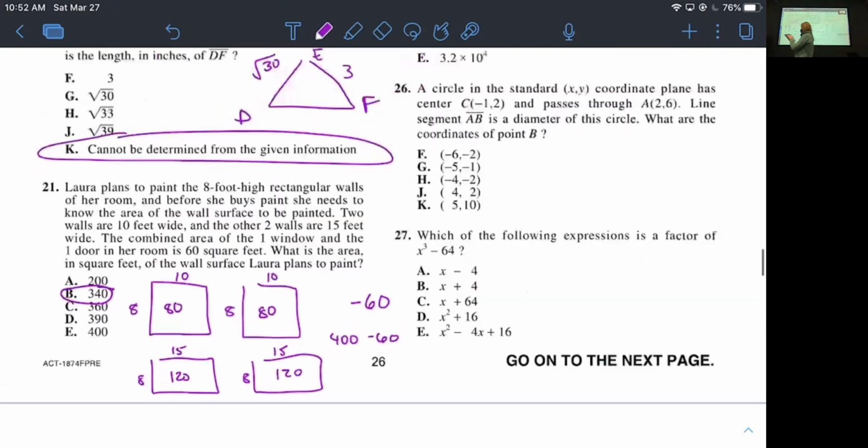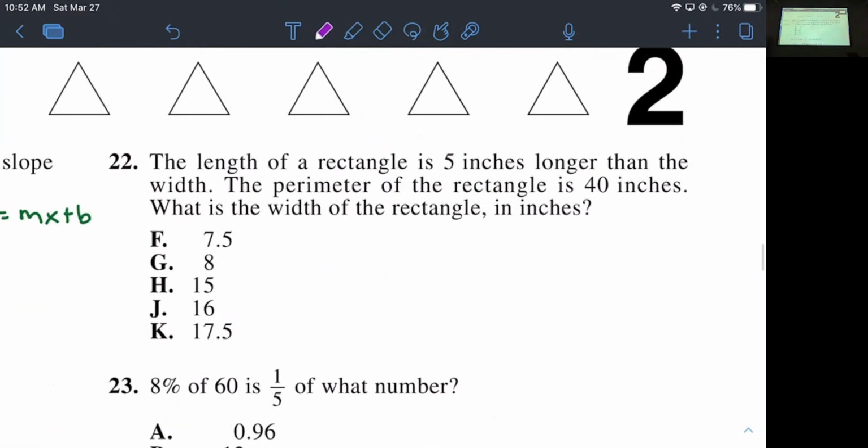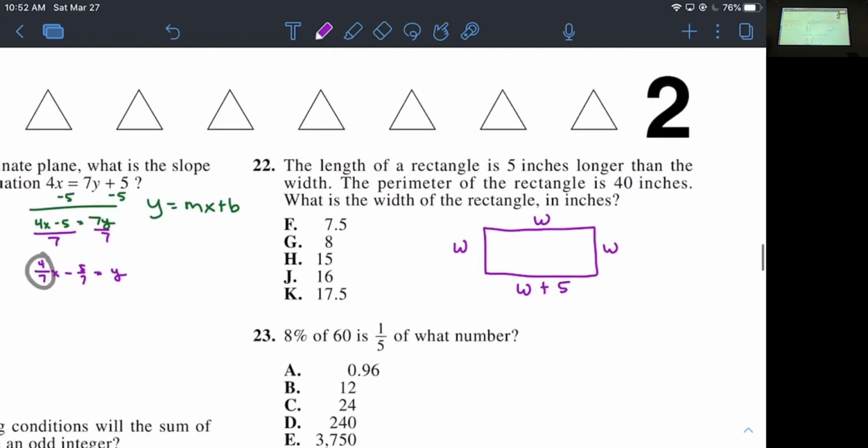Okay. Next one. The length of a rectangle, we're going to draw a rectangle, is 5 inches longer than the width. I don't know the width, but I know the length is 5 inches longer than it. So it'll be W plus 5. The perimeter is 40. How do you find perimeter? Yeah, you add all the sides. So 2 of the width, 2 of the length. So W plus W plus 5 plus W plus W plus 5 equals 40, the perimeter.